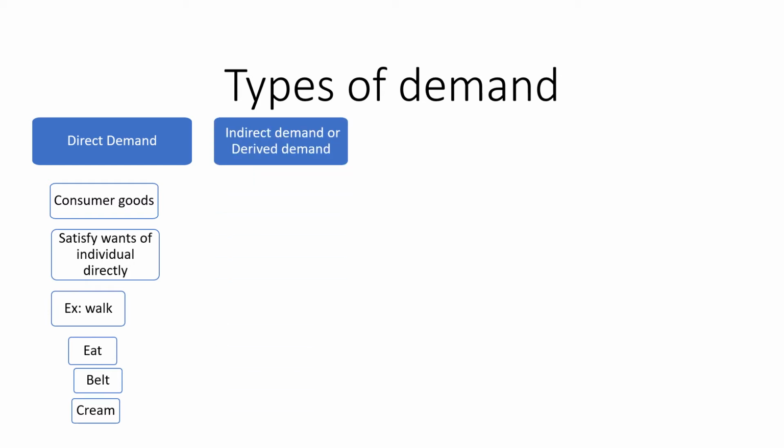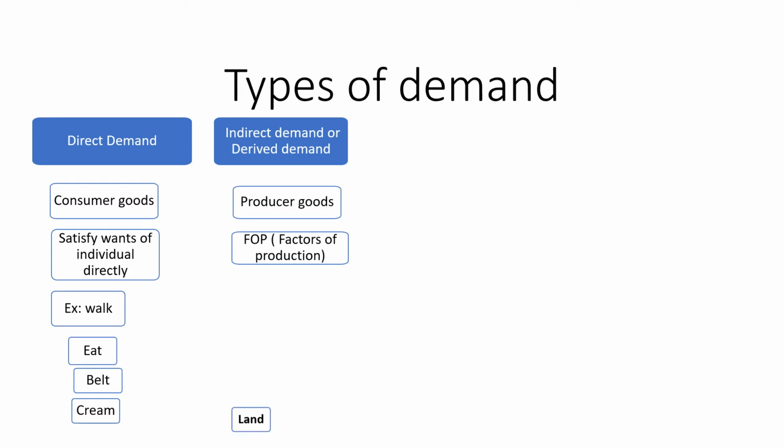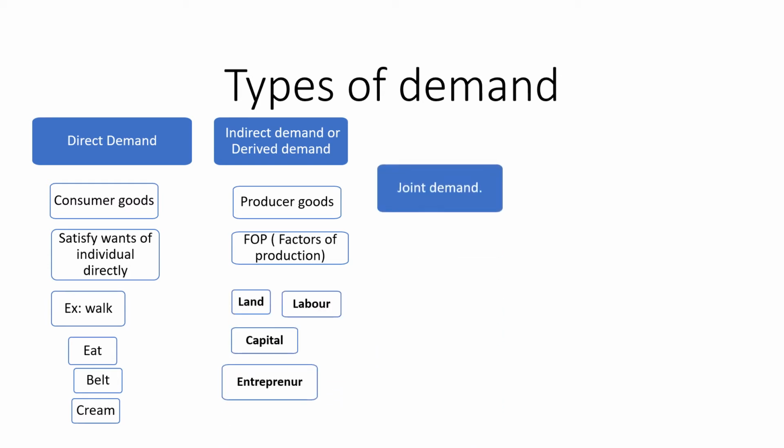So the next one is indirect demand or derived demand. You may be thinking that direct demand satisfies directly, and this one satisfies indirectly. Yes, it satisfies indirectly, but this is for producer goods. In your PU level, you have studied about the factors of production. So what are the factors of production? Can you name them? They are land, labor, capital, entrepreneur, which help in production.